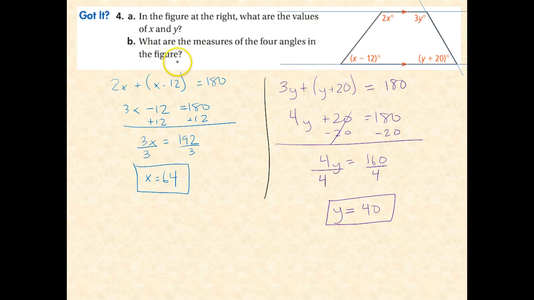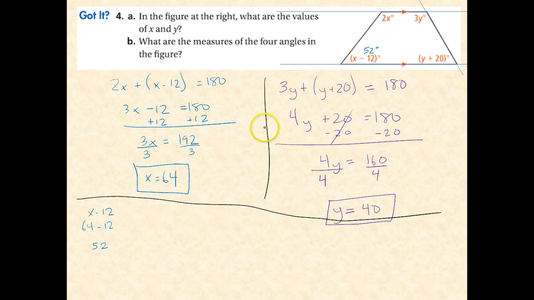Okay, so for part B, we want to find out what are the measures of the four angles in the figure. So, to get this angle, that's x minus 12, but x equals 64. So 64 minus 12 is 52. So this is 52 degrees. This is 2x for this angle, so 2 times 64 is 128. So this is 128. And we should check to make sure that those add up to 180. And they do.